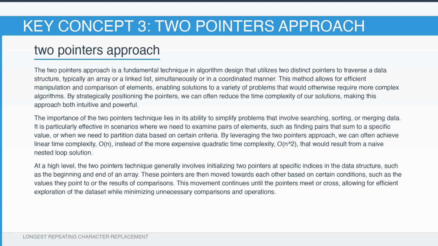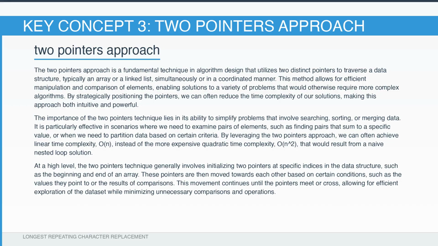The two-pointers approach is a powerful technique in algorithm design that uses two distinct pointers to traverse a data structure, like an array or a linked list. Imagine you're at a race, with one runner starting at the beginning and the other at the end. As they move towards each other, they can efficiently compare their positions and make decisions based on what they find.